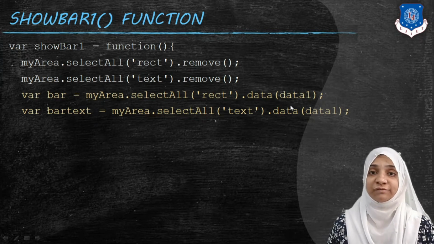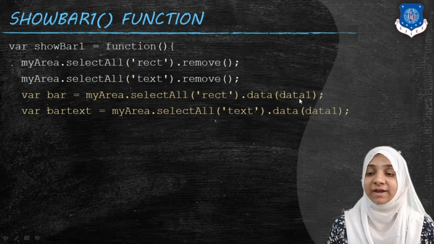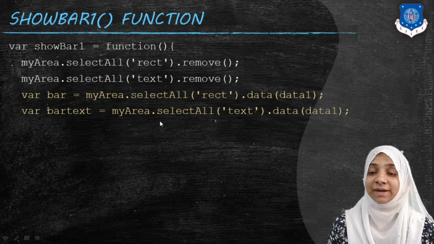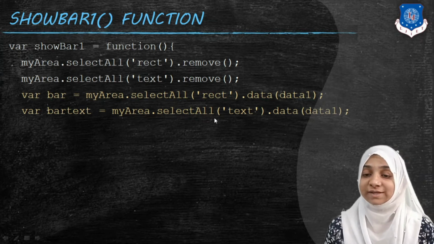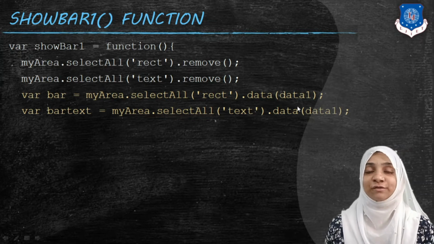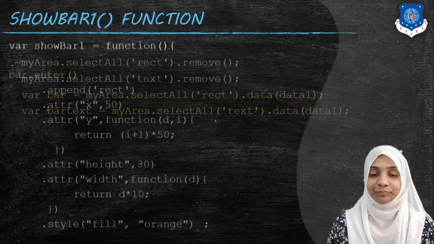Remember, we have two different data sets, data1 and data2. At this step, we are binding the data1 variable, which is our first array. Similarly, for bar text, we are binding data from data1. So my area dot select all text, and the data that is getting bound is again data1. So the same data set is going to get bound with bar, that means rectangles, as well as with text.